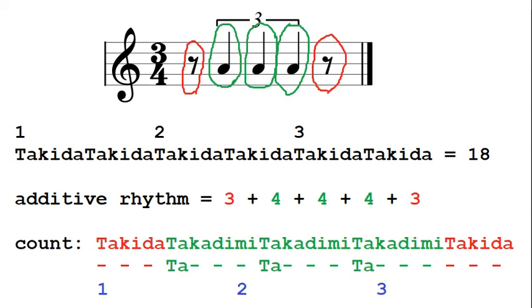So what I've done is I've color-coded the rests in red and the notes in green. And takida is the syllable for any group of 3 beats, and takadimi is any group of 4 beats. If you break each beat into 2 sets of triplets, you get 18 subdivisions for the whole bar like this. Takida, takida, takida, takida, takida, takida, da.